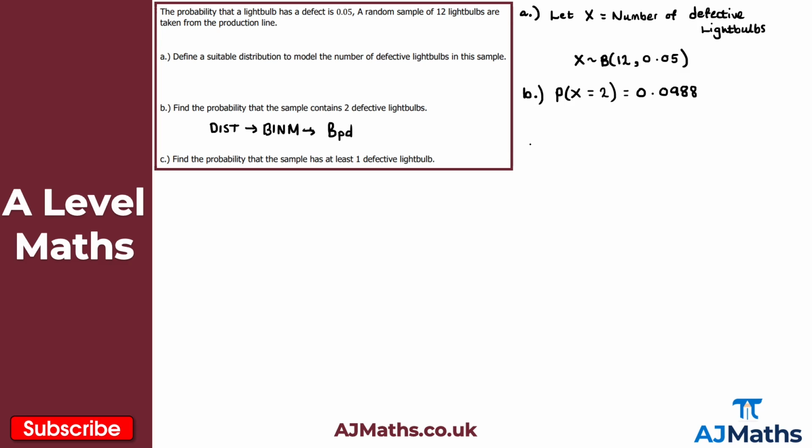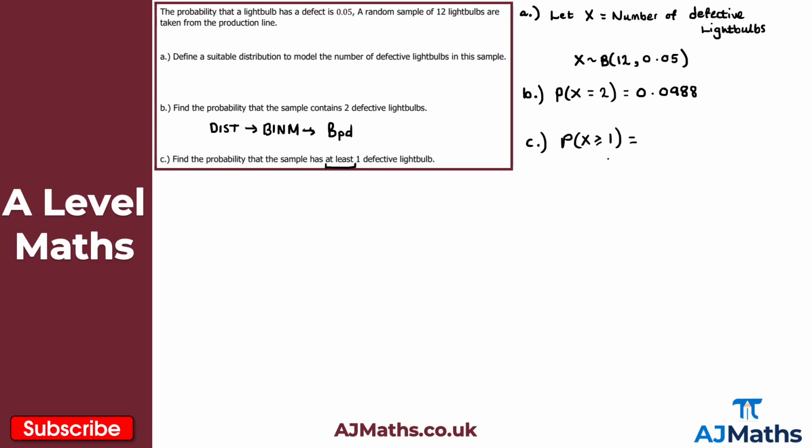And then for the final part here, part C, we're looking for the probability that the sample has at least 1 defective light bulb. So here we see this phrase straight away, at least. So we know that this is going to be a greater than or equal to problem. So because we're looking for the sample having at least 1 defective light bulb, it's going to be the probability then that x is greater than or equal to 1.